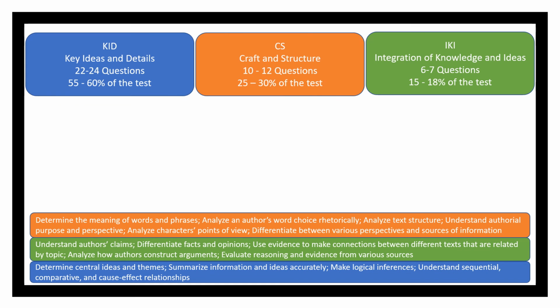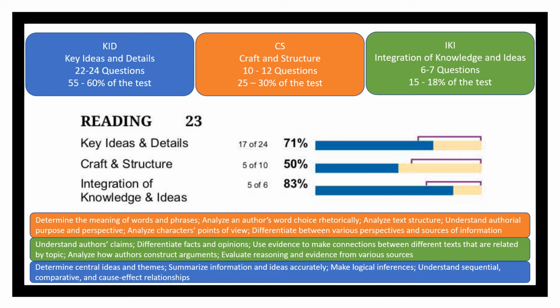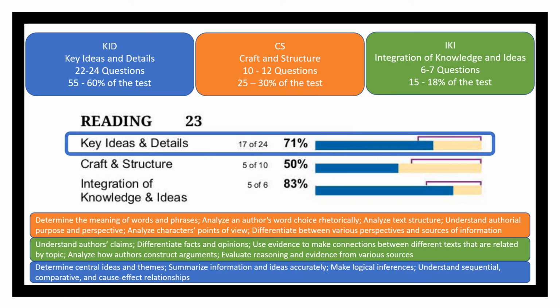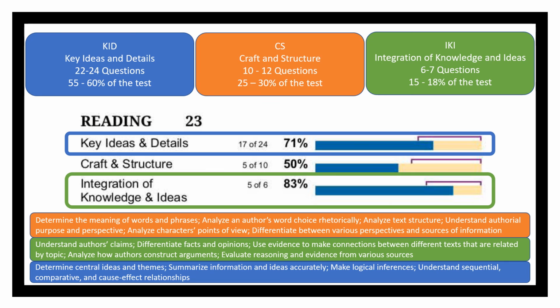Let's look back at the scoring from our sample test. You can see that this student met 71% of key ideas and details. They met the benchmark. That's good. I would want to know, why did this student miss the 7 questions? Were they running out of time, or did they just simply not comprehend what they were reading? Integration of knowledge and ideas, again, really well done. That student was able to take the knowledge and go in depth.